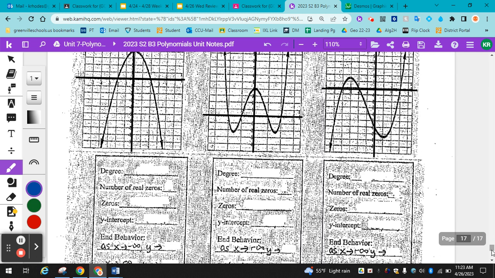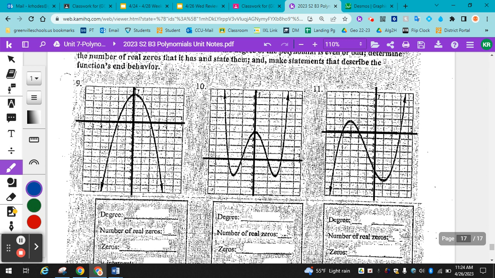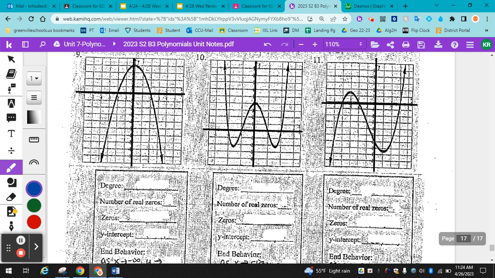Last part is identifying things we know and writing the equation. So we're going to identify these and write an equation for these. That makes it a lot harder. So you know your degree is even because they're doing the same thing. They're both going down, your end behaviors. How many zeros do you have? You have 1, 2 zeros. What are they? Negative 2 and positive 2.